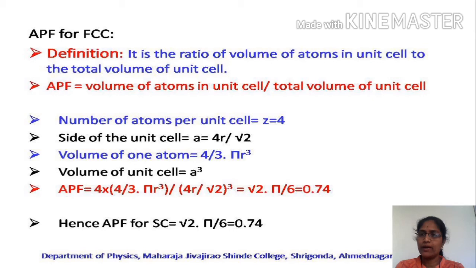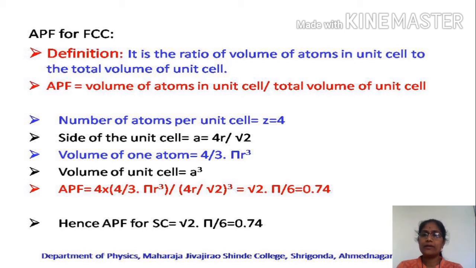Side of unit cell can be calculated by using the value of radius that we have previously calculated. In case of FCC, radius is given by root 2 by 4 into a. So, a comes out as 4r by root 2. Volume of one atom will remain the same as 4 by 3 pi r cube and volume of unit cell will also remain the same as a cube. Now substitute all these values in the above formula.